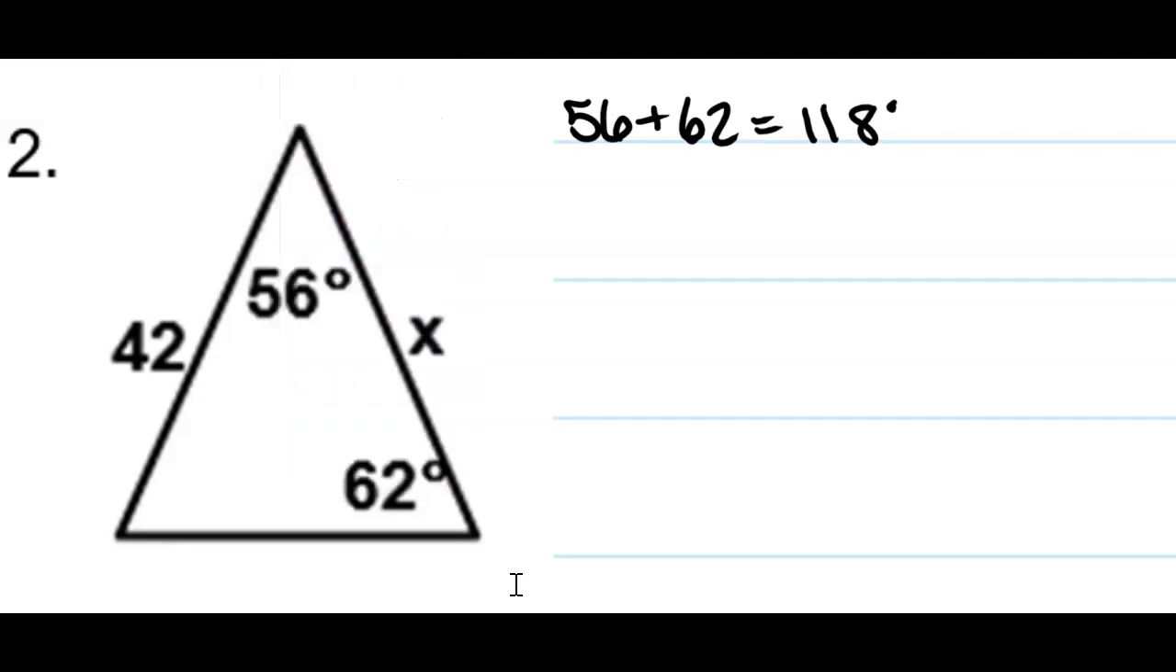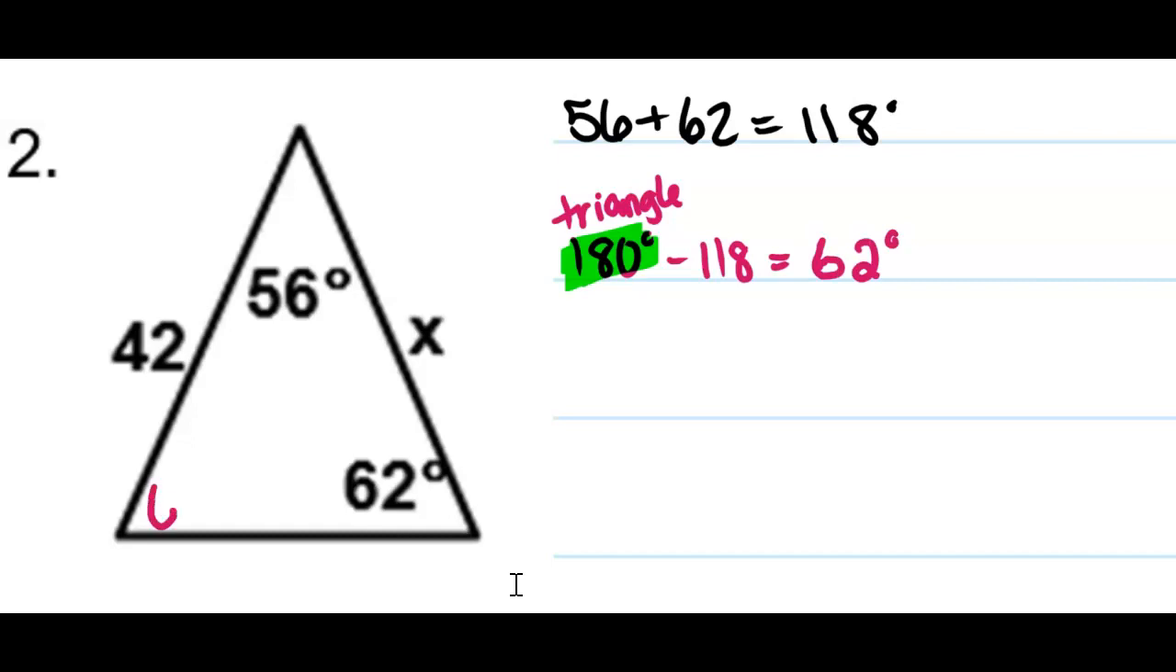So we have 118 degrees. So what can we do with that information and the 180 that we have? Subtract them. Great job, Regina and Eva. So 180 minus 118, because this is the, all right. So this angle is 62 degrees.